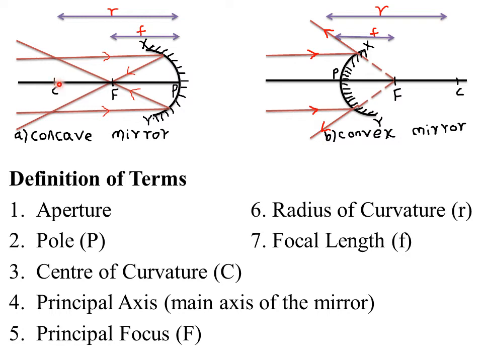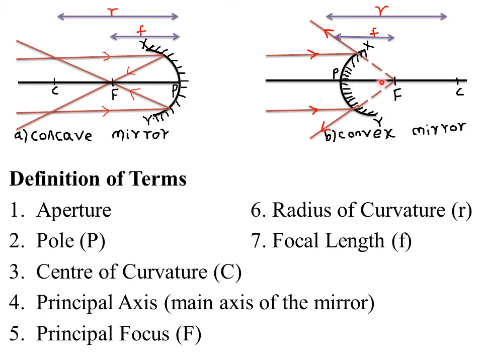Then in the case of a concave mirror, the center of curvature, that is C, is always in front of the mirror. As you can see here, if this is our concave mirror, this is the outer side and this is the inner side. So for concave mirrors, the center of curvature is always in front of the mirror.